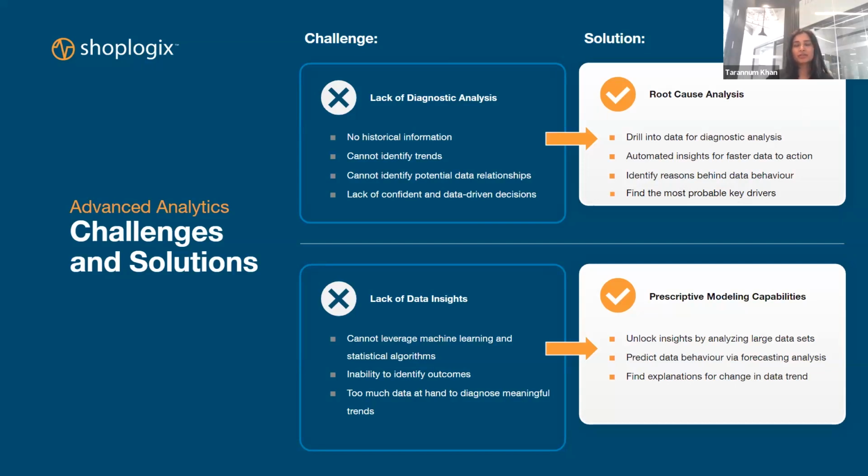And sometimes it's because they're just sitting on too much data and don't know where to look and where to find insights. So you do need that mix of subject matter expertise and maybe a BI analyst type role to make this happen. So the solution here is some of the prescriptive modeling capabilities that advanced analytics offers. You don't need to be a data scientist or a business analyst or a subject matter expert to use these tools. Anyone is able to unlock the insights by letting advanced analytics do the work, analyzing your large data sets and spitting out the meaningful insights. Predict data behavior via the forecasting analysis, and also find explanations for the change in the data.